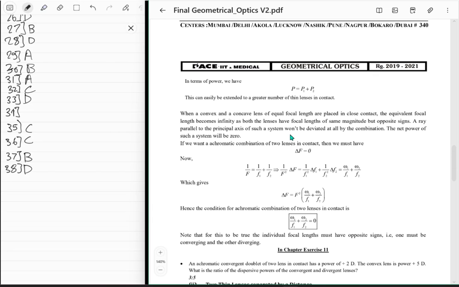If you want an achromatic combination of the two lenses in contact, you must have delta f equal to 0. What does that mean? So 1 upon f is equal to 1 upon f1 plus 1 upon f2. What is this? 1 upon f1 squared delta f1? Oh, so you're taking something like a derivative of this thing. Oh yeah, you're doing 1 upon f squared. So you're taking a derivative with respect to the wavelength, I guess. Oh, okay, now I understand what we're trying to do.